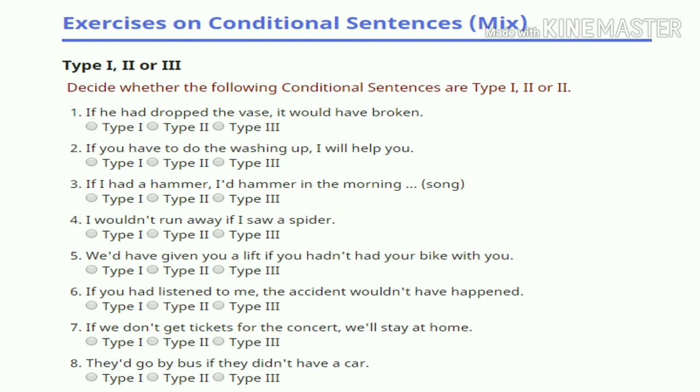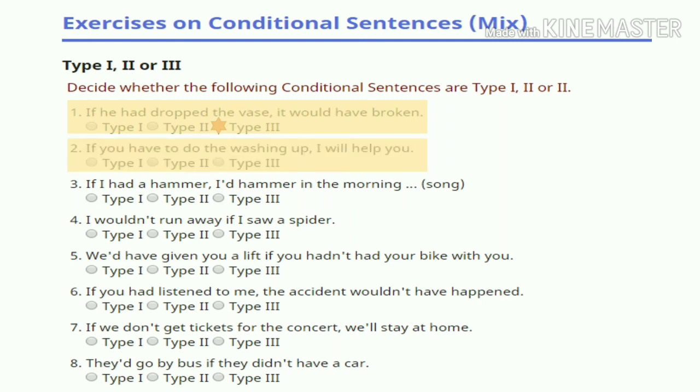Now let's do this exercise on conditional sentences. You have three types of conditionals here. You're going to detect which is type 1, type 2, or type 3. If he had dropped the vase, it would have broken. So here we have if plus had dropped. It is the past perfect. So of course it is type 3.